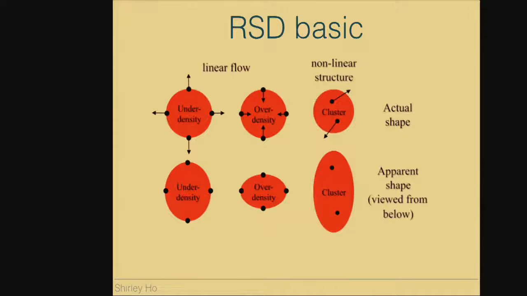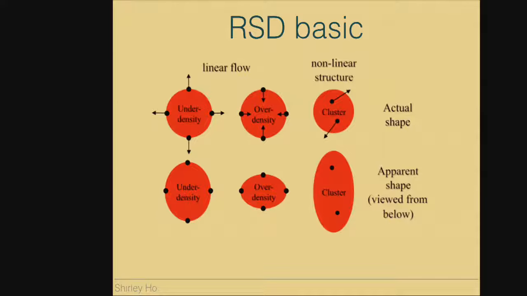When you have an overdensity, which is the one that you see in the center, at linear flow, which is at the larger scales, it will appear to be squashed. So we're observing from below. Everything is falling into this overdensity. Things that are moving towards us will look like they're closer. Things that are moving away from us look like they're farther. So that's actually the second column.